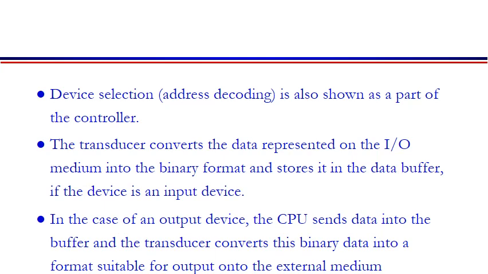Device selection is the major component of this device interface, which will be used to select the particular device. The transducer section will convert the data which will be represented in the input or output format. In the case of an output device, the CPU sends data into the buffer and the transducer converts this binary data into a suitable format for the output.